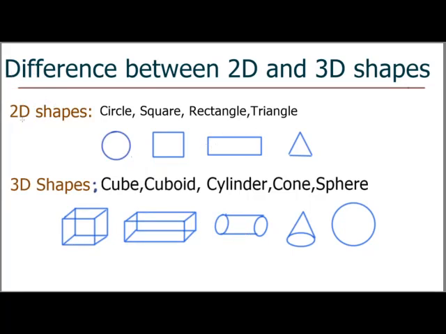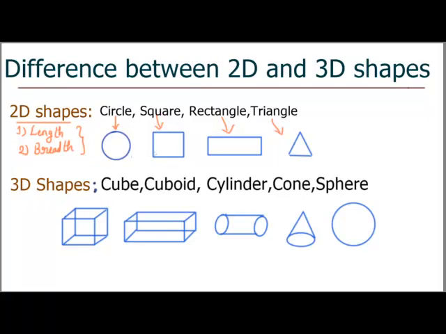From previous classes, 3rd standard, 4th standard onwards, we are learning what are 2D shapes and what are 3D shapes. 2D shapes have two dimensions. The first one is length and the second dimension is breadth. So 2D shapes have two dimensions, length and breadth. Examples for 2D shapes are circle, square, rectangle and triangle.